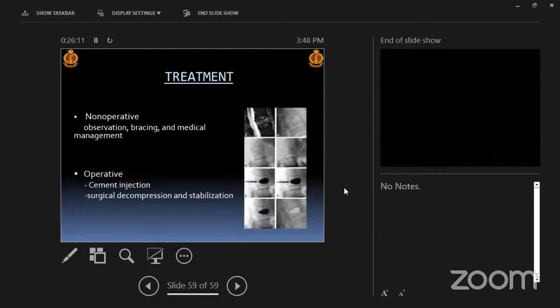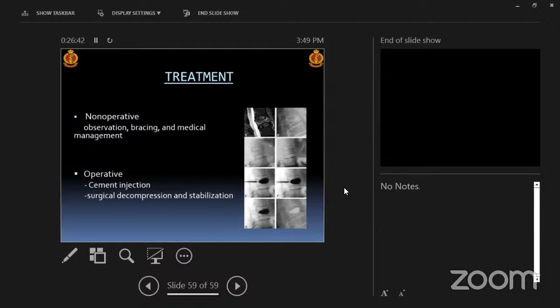And the treatment: observation, bracing, and medical management. They talk about calcitonin: if you catch the patient within the first 5 days, you can give calcitonin for 4 weeks. It inhibits the osteoclast, which decreases the pain and improves the outcome. So the osteoporotic fracture you treat conservatively from the beginning, unless there is a neurological deficit.